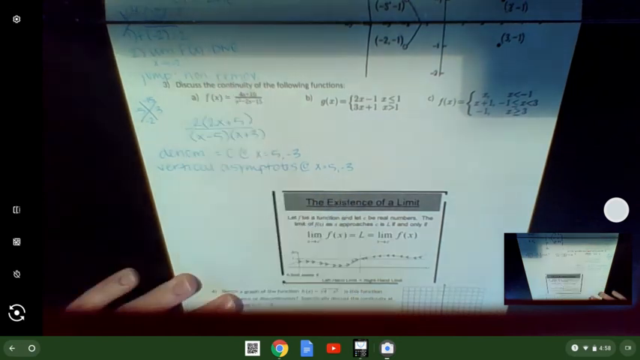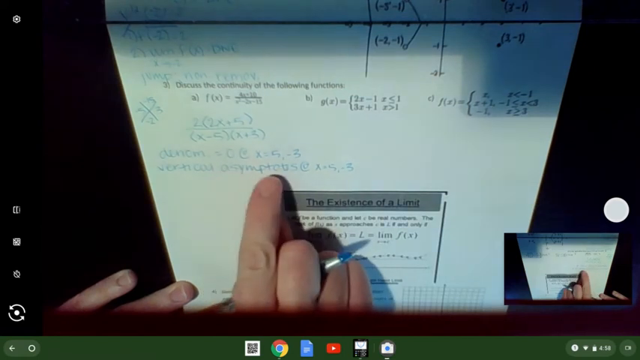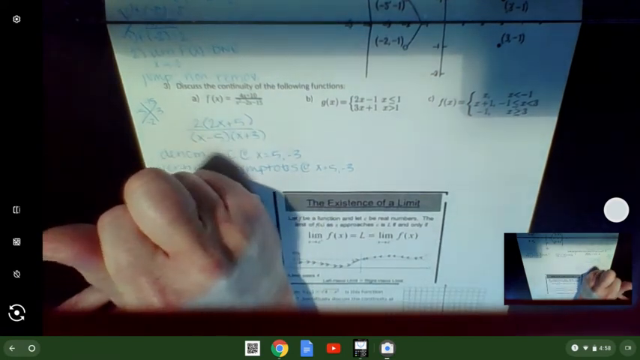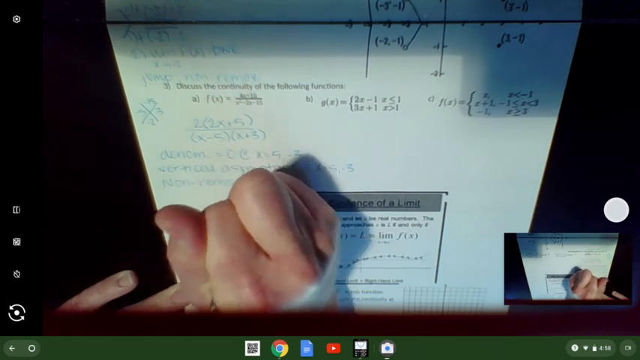Now, discussing this continuity, we can say obviously we are not continuous, and these are because they are asymptotes. Asymptotes fall in the category of non-removable discontinuities.